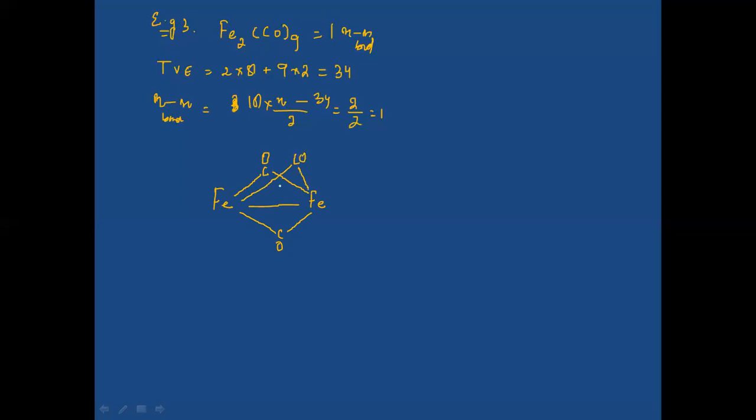So these 3 carbonyls are bridging, and the remaining 6 carbonyls are terminal. So one carbonyl over here, one over here, one over here. So we can have 3 more carbonyls over here. They are terminal. So this will be the structure of this compound.